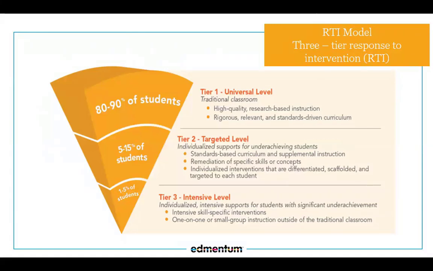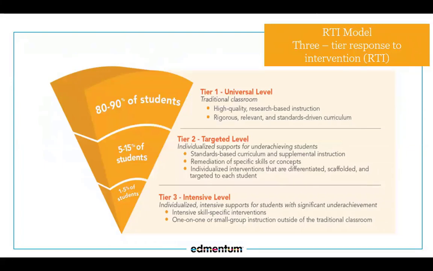We also will talk about tier 2, which is that targeted level, and that encompasses 5 to 15% of your students. And this is where you start to individualize your support for underachieving students. So included in that tier 2, you want to have standards-based curriculum and supplemental instruction. You also want to have some remediation of the specific skills or concepts and individualized interventions that are differentiated, scaffolded, and targeted to each student. So we're going to look at how you can do that in Study Island as well.